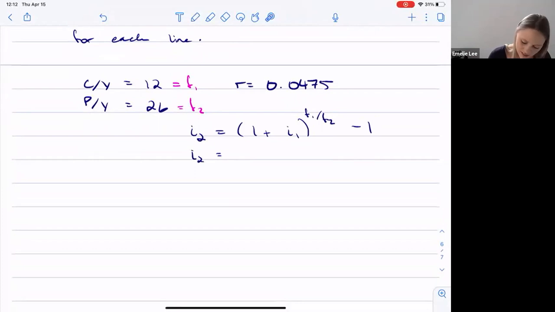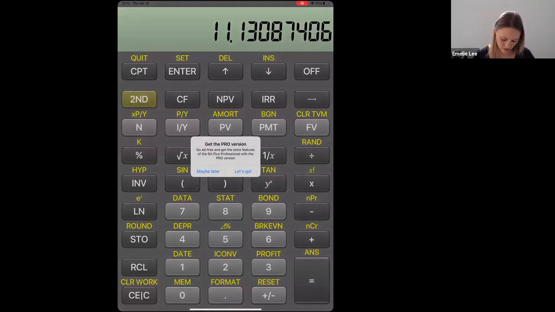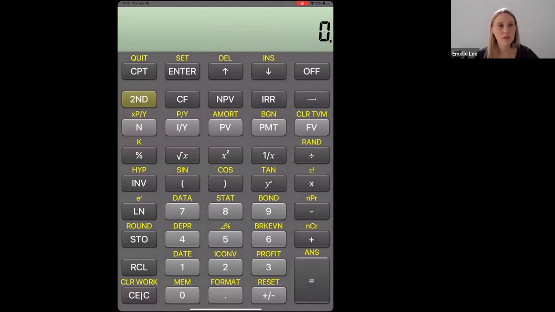So I2, sometimes I get lazy and I find I1, which is the 0.0475 divided by 12. I just find it inside here, right? At this point, we're comfortable enough with this math that we can say 1 plus 0.0475 divided by 12 to the power of F1, which is 12, divided by F2, which is 26, and then minus 1. So I'm going to do this in our calculator, and then of course I'm going to store this because I'm going to use it a lot. Okay, here we go. 0.0475 divided by 12 plus 1 to the power of bracket 12 divided by 26 and bracket, equals, minus 1.